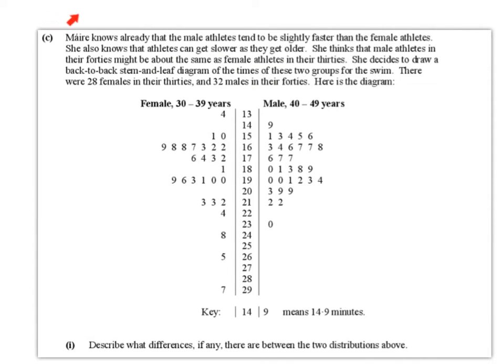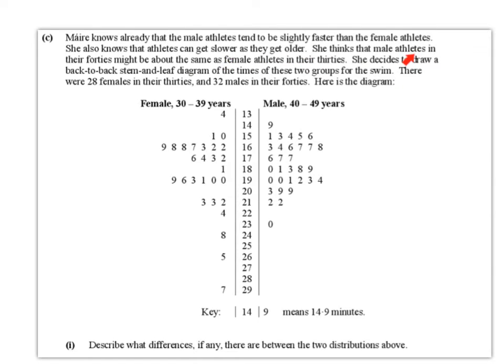Maura knows already that the male athletes tend to be slightly faster than the female athletes. She also knows that athletes can get slower as they get older. She thinks that male athletes in their 40s might be about the same as female athletes in their 30s. She decides to draw a back-to-back stem and leaf diagram of the time of these two groups for the swim. There were 28 females in their 30s, 32 males in their 40s.